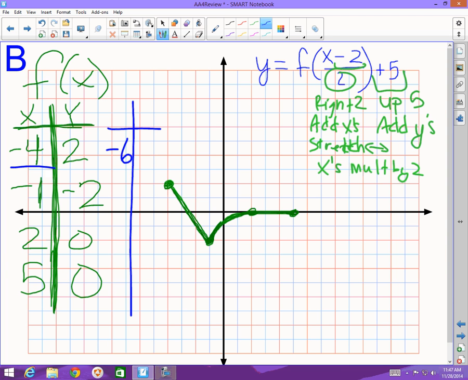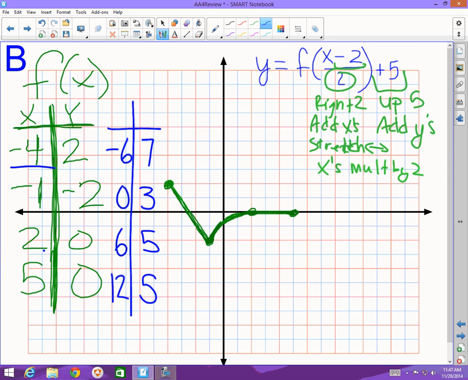Negative 1 times 2 is a negative 2, plus 2 is 0. 2 times 2 is 4, plus 2 is 6. 5 times 2 is 10, plus 2 is 12. And then the y values, we just have to add 5 to them, so that's 7, 3, 5, and 5.